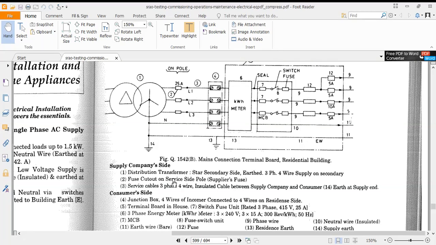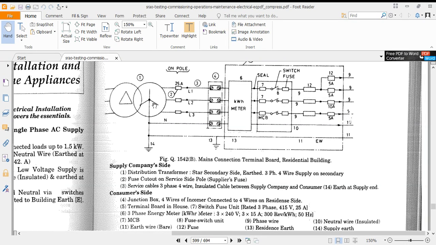Then there is the fuse cutout on the service side pole, the supplier's fuse. Generally we will not be able to see this very easily, but if you keenly observe the transformer substation near your house, you can see these things also. There is some fuse arrangement, but definitely not properly maintained. That is a sad part of it. But you can certainly see the transformer along with some fuses. Maybe in India, most of the fuses are bypassed. Therefore, this fuse never works.